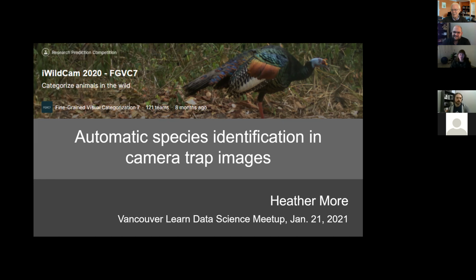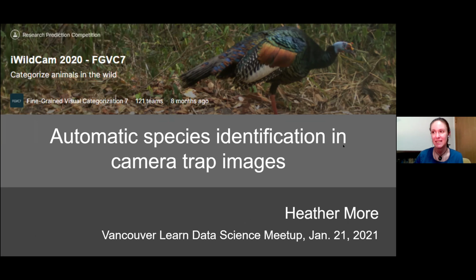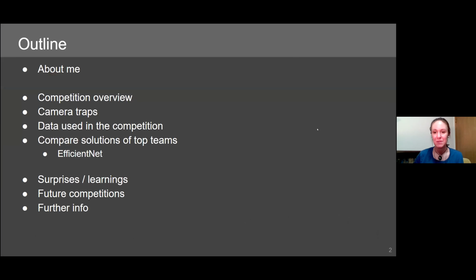Yeah, so I'm going to talk about the iWildCam 2020 competition today, where the goal was to automatically identify species in camera trap images. So just to let you know where we're going, I'll tell you my introduction, and then a bit about the competition and the types of data that they used. We'll walk through a comparison of the solutions of some of the top teams and do a little side detour to talk about EfficientNet, which a lot of the teams used.